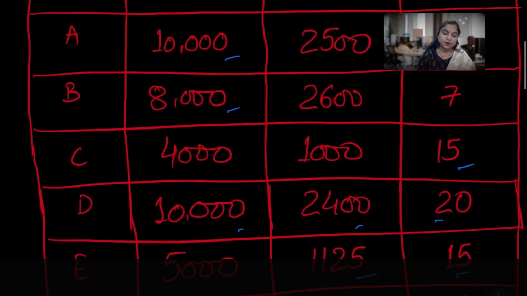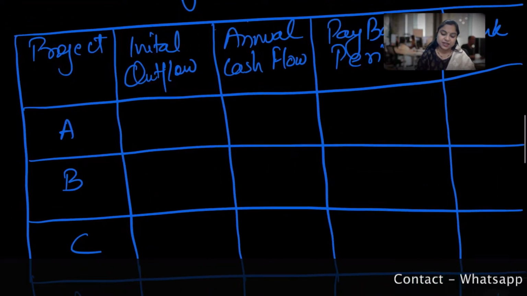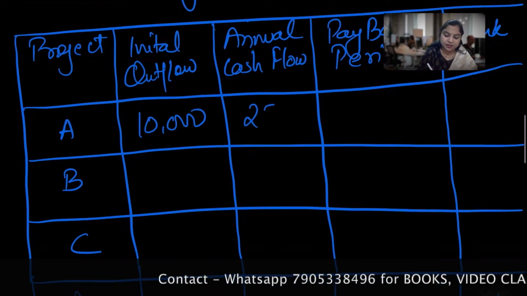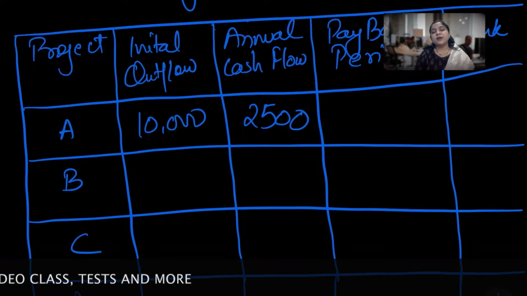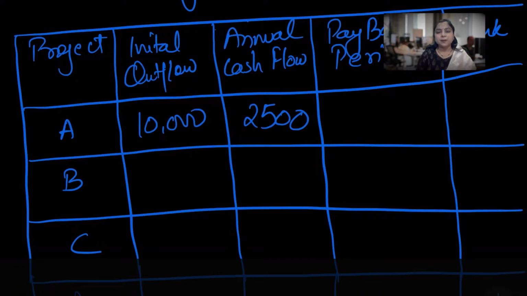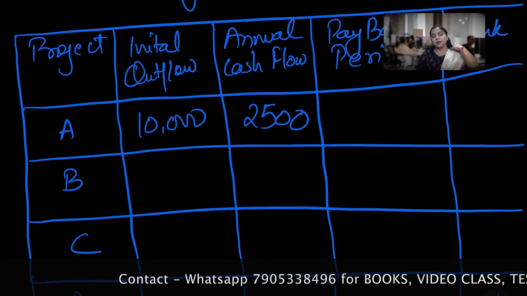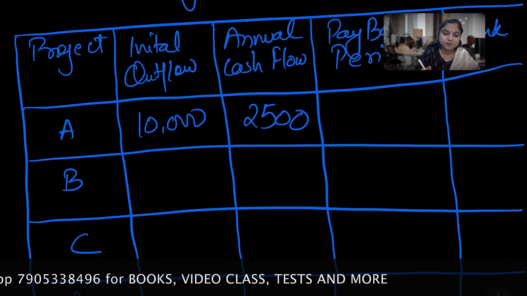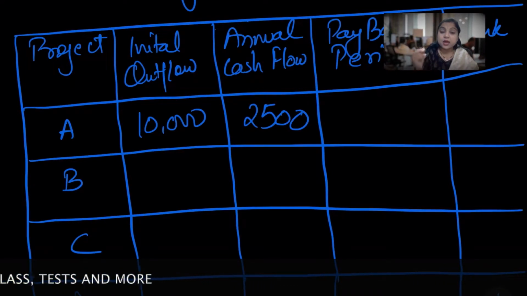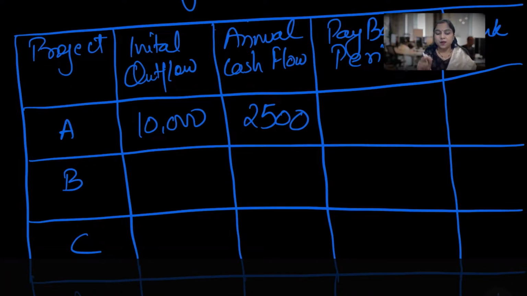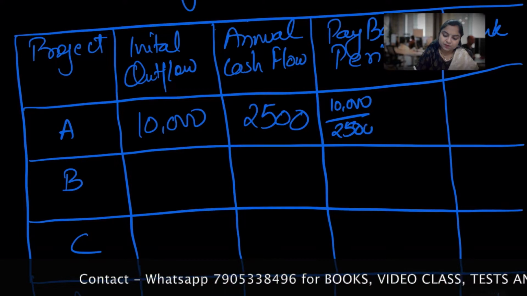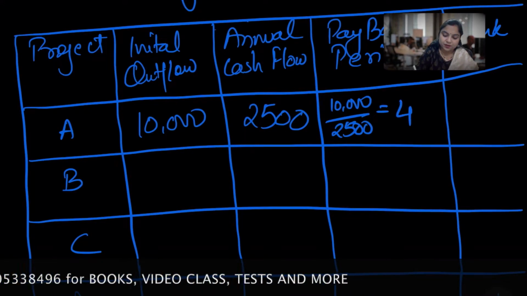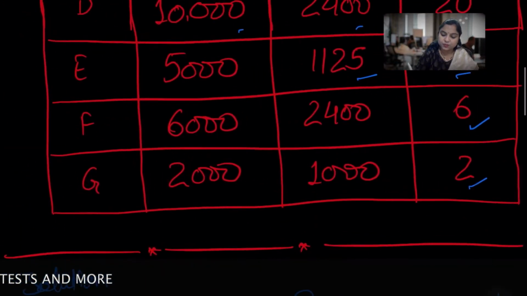Okay, so initial outlay in case of project A is 10,000 and annual cash flow is 2,500. So how can you calculate the payback period? Your initial outflow divided by your annual cash flows. I hope you people learned about the theoretical concepts. So outflow by inflow, and do not memorize any numerical. I request you try to understand everything. So 10,000 by 2,500, it will be 4 straight away.